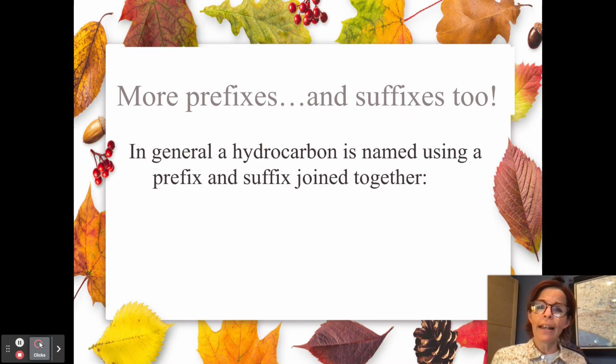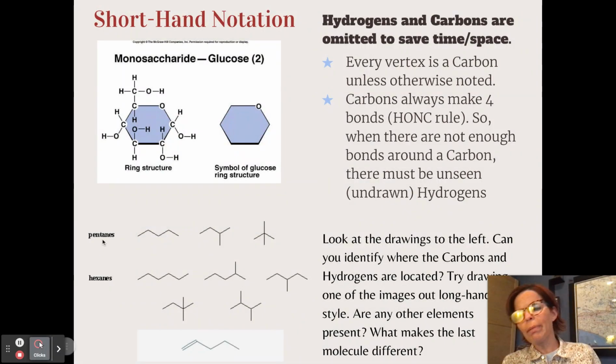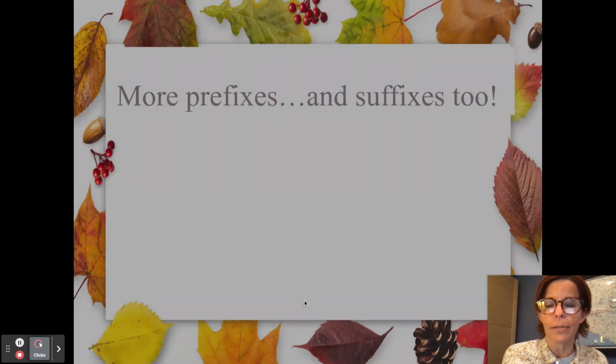So now we're going to start naming these molecules. I will show you really quickly that back here, these were called pentanes and these were called hexanes. I should have even looked at the word and I would know how many carbons there were. Pentanes means there's 5 carbons. Hexanes means there's 6 carbons.